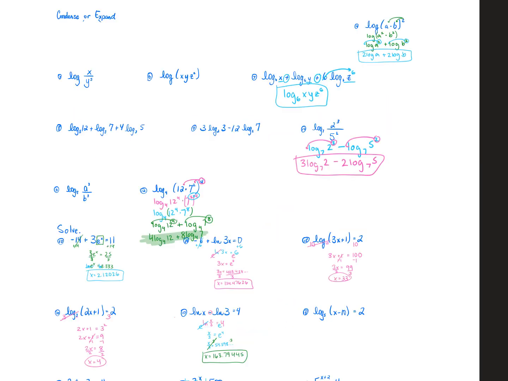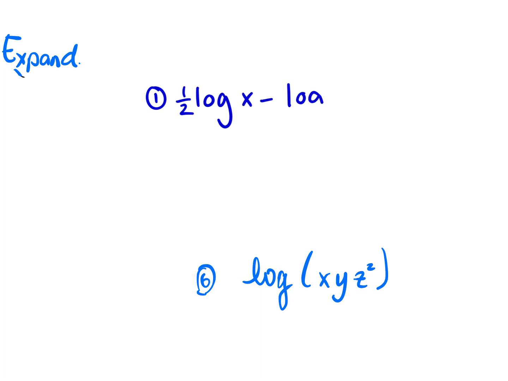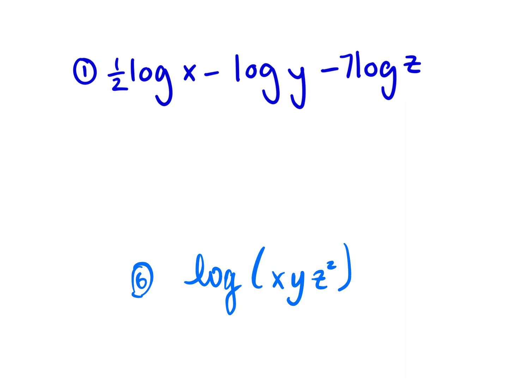One more. We did one like this in the notes, but let's just do it for fun. I'll call it number 1. Let's say we had 1/2 log of x minus log of y minus 7 log of z. How do we condense this? What should we do first?